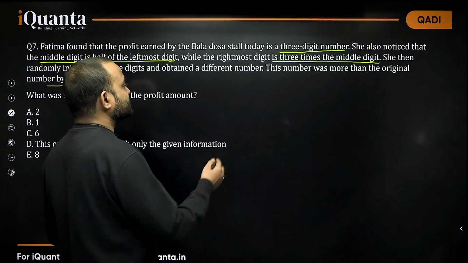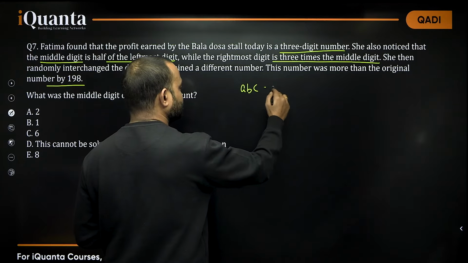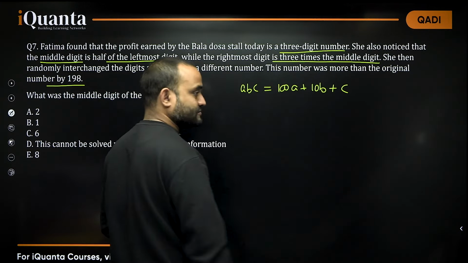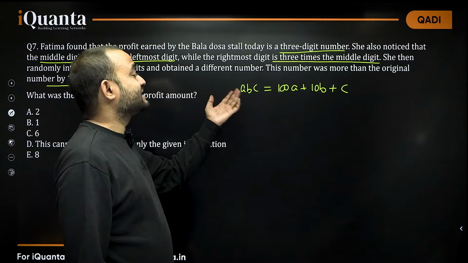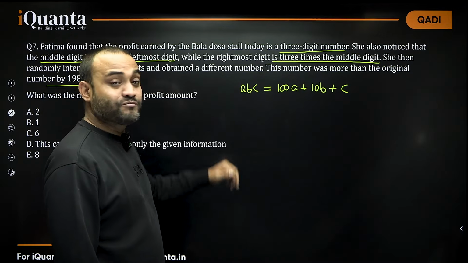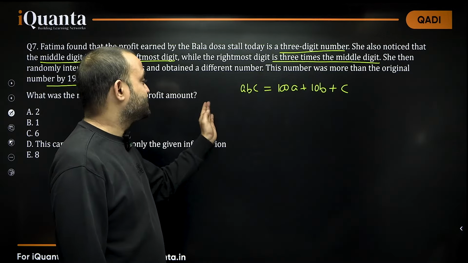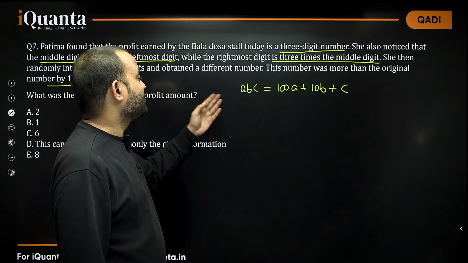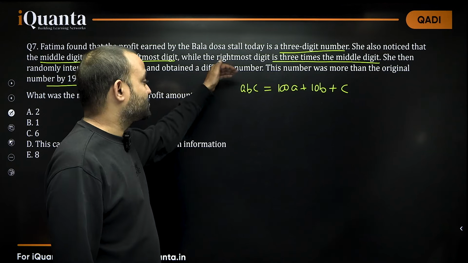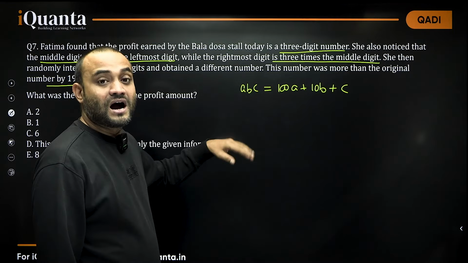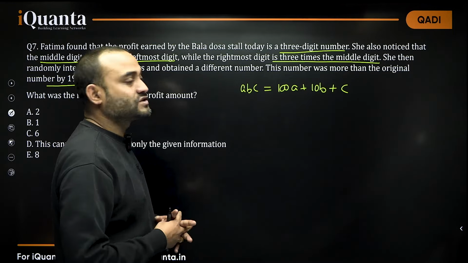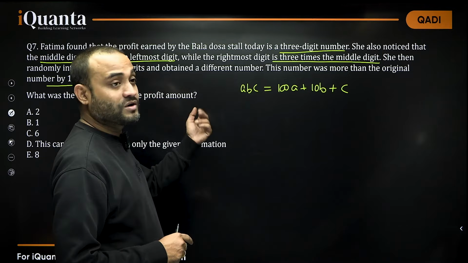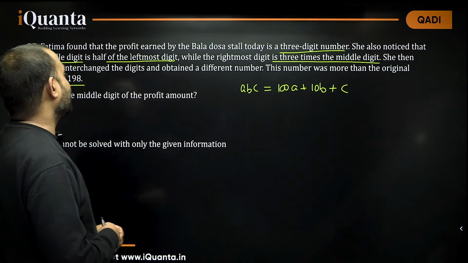Okay, so initially let's say the 3-digit number is ABC, which is nothing but 100A plus 10B plus C, right? If I interchange the digits randomly, there will be 5 more possibilities: ACB, CAB, right? CBA, correct? Then BAC. So there will be 3 factorial numbers. One of them is the other number. By interchanging the digits, whatever we are getting, the difference is 198. The new number is more than the previous number by 198.